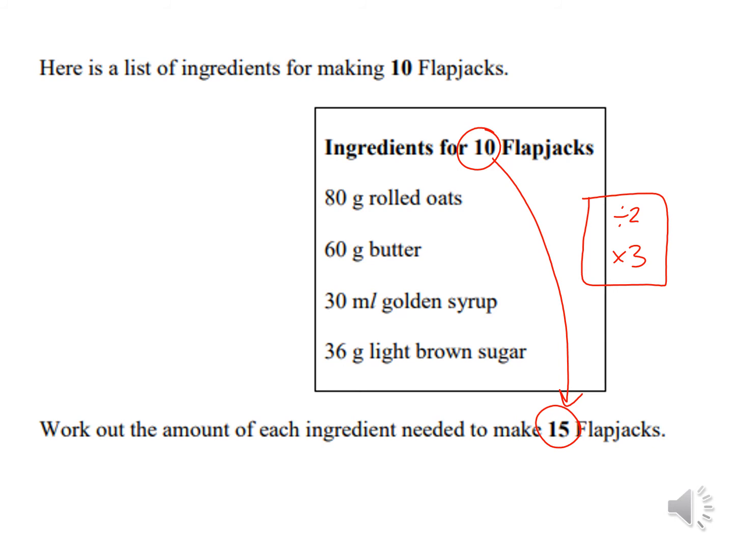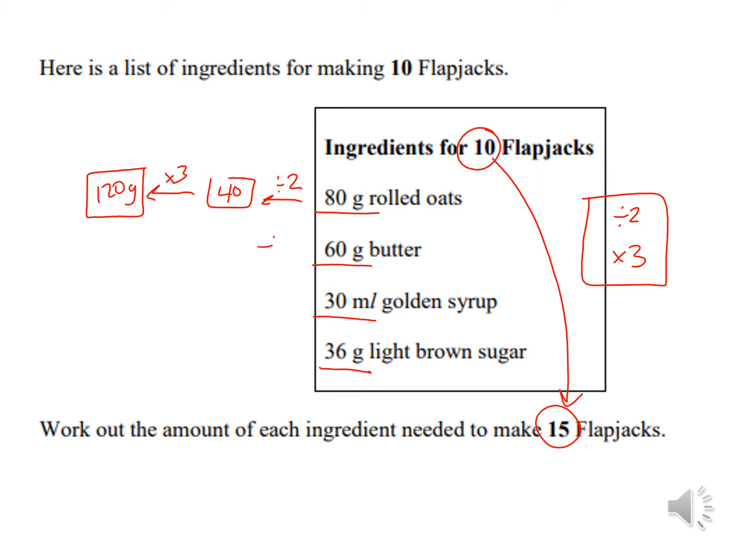I am going to divide each of these ingredients by 2, which will give me something. And then I'm going to times them by 3, which will give me how much I actually need. So 80 divided by 2 is 40. 40 times 3 is 120 grams.